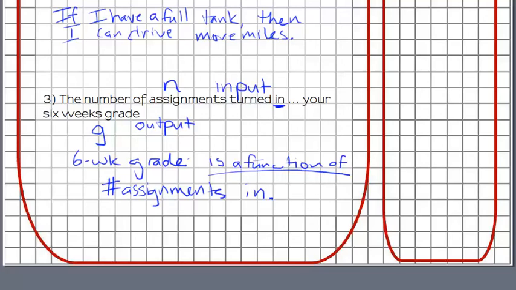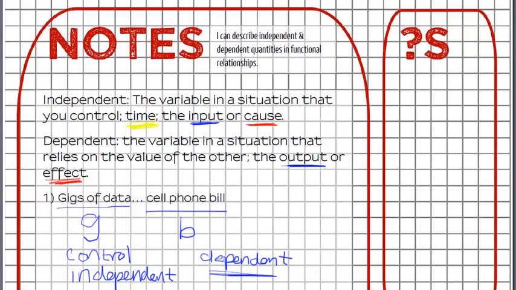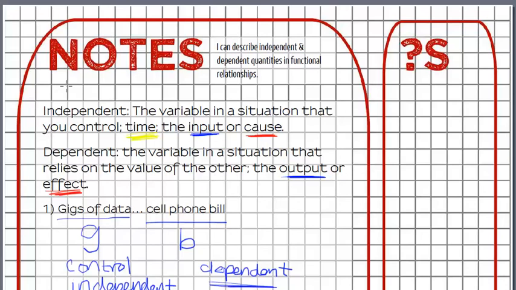But that's a way that will be very common that you'll see this written. So let's go back and look at our learning target. Our learning target is, I can describe independent and dependent quantities in functional relationships. So now that you've seen this, you should be able to take a sentence that relates two things together. That's the functional relationships part. And you should be able to describe which one of those two things is the independent variable and which one of those is the dependent variable. And that is what we should be able to do now.